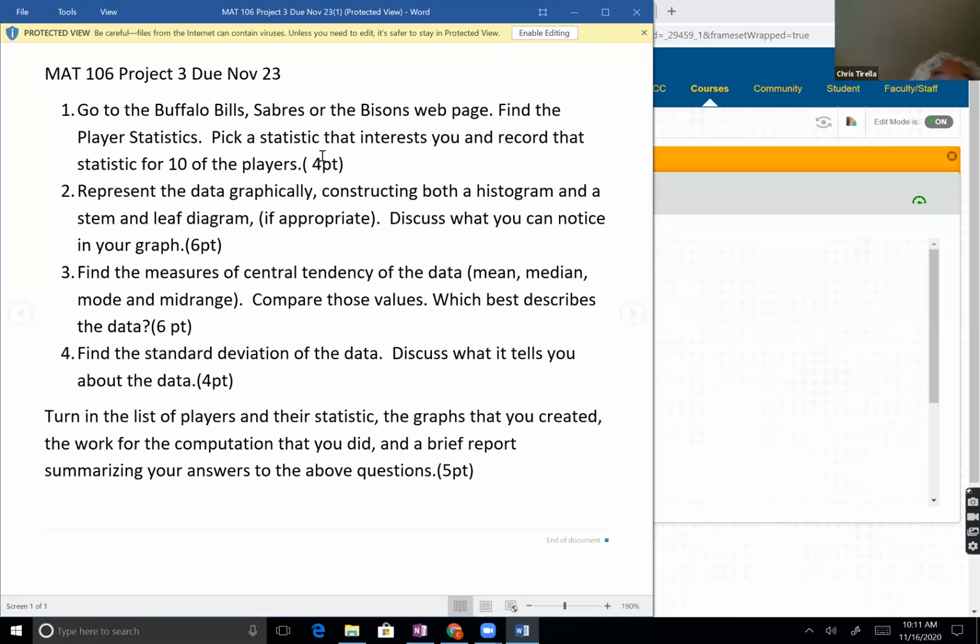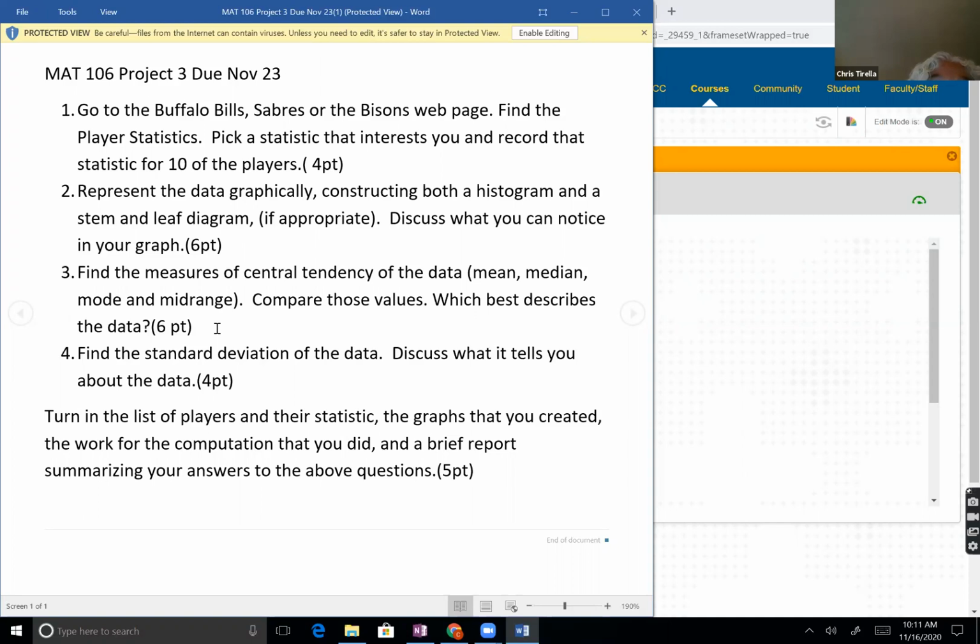Doing that much is 4 points. Then represent the data graphically, making both a histogram and a stem and leaf diagram. Discuss what you notice in your graphs. That's worth 6 points. Then find the measures of central tendency, mean, median, mode, and mid-range, and compare them. Tell me what you think is the best description of your data.